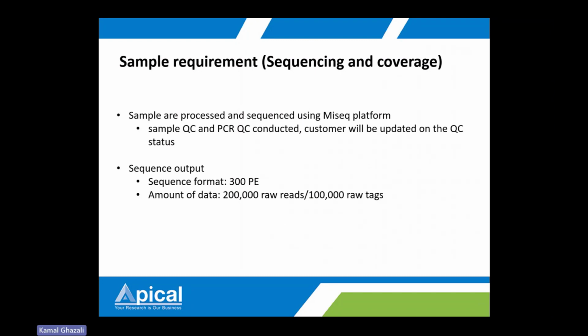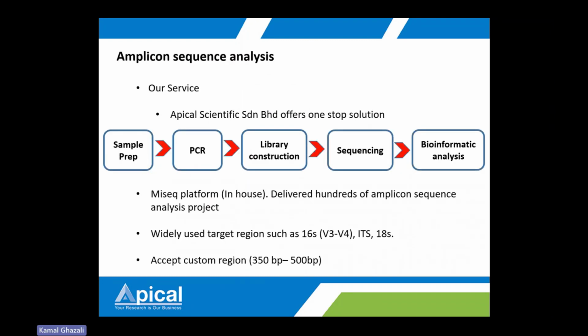So Apical Scientific Sdn Bhd offers a one-stop solution. We can offer sample preparation, so if you have difficulties preparing the samples, you can just send the raw material to us, for example stool, DNA, soil, or water. We can process all the samples. We process the samples according to these phases: sample prep, PCR, library construction, and sequencing, and finally we do a bioinformatic analysis to analyze the data.